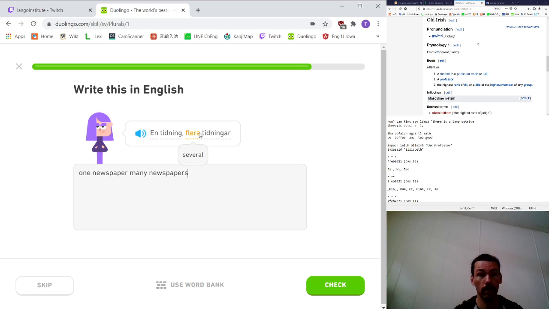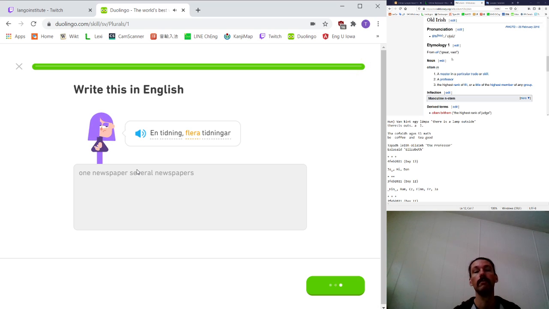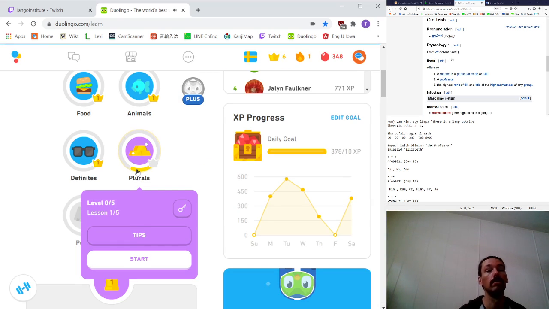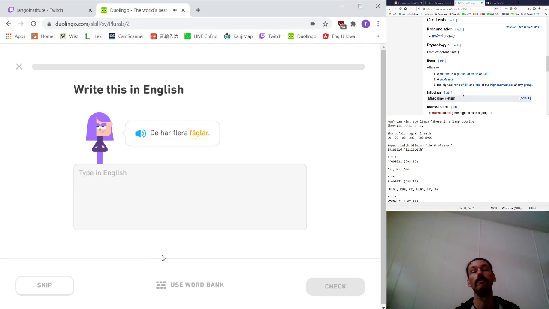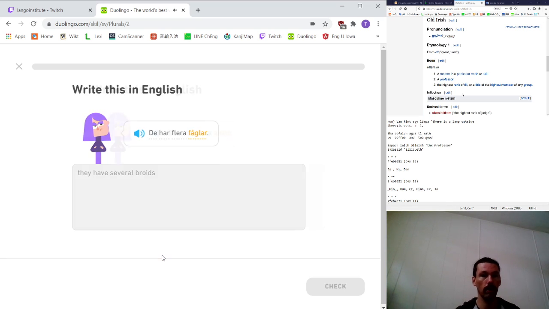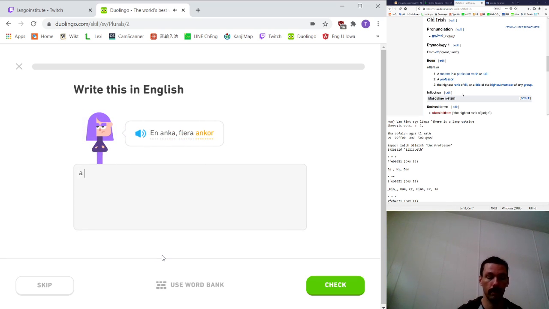Newspapers. Flera. Several, if you prefer. Don't see a difference there. De har flera fåglar. They have. Remember, DE is the spelling, but we say dom with an M sound. They have several birds. En anka, flera ankor. Duck, several ducks.